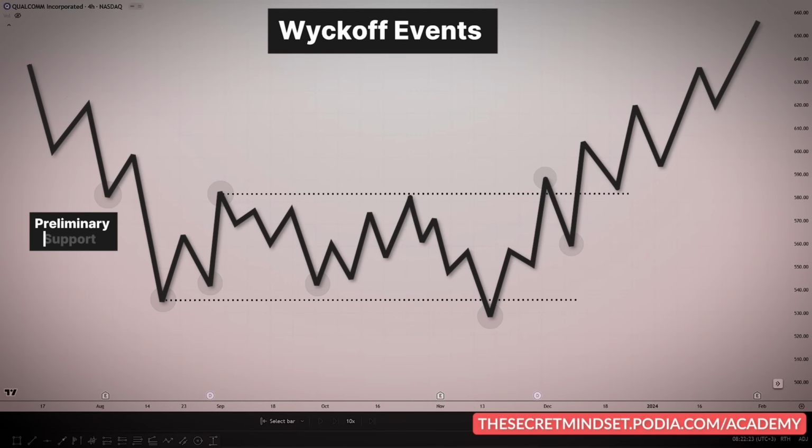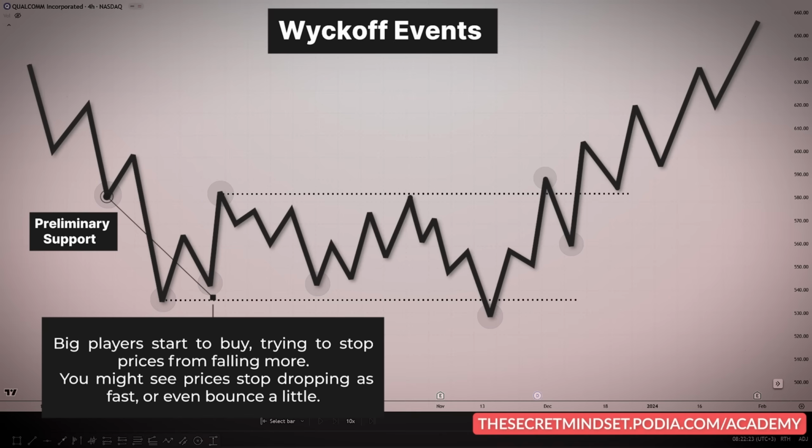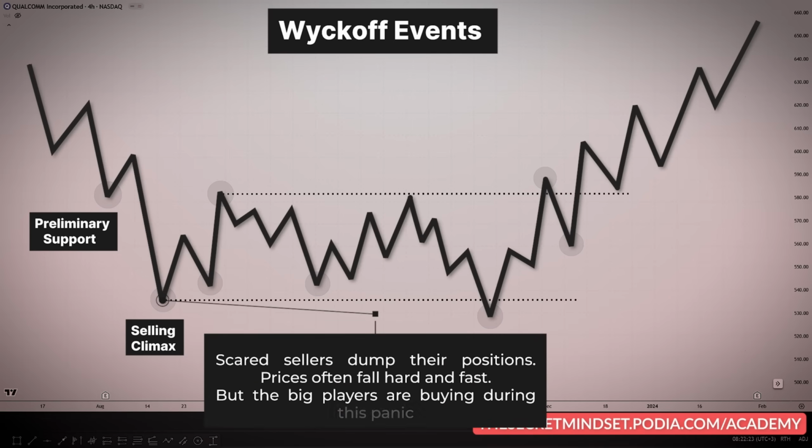First, we have the preliminary support. This is when big players start to buy, trying to stop prices from falling more. It's like putting a floor under the market. You might see prices stop dropping as fast, or even bounce a little. Next comes the selling climax. This is a big moment. It's when scared sellers dump their positions. Prices often fall hard and fast, but the big players are buying during this panic. They are getting ready for prices to go up later.